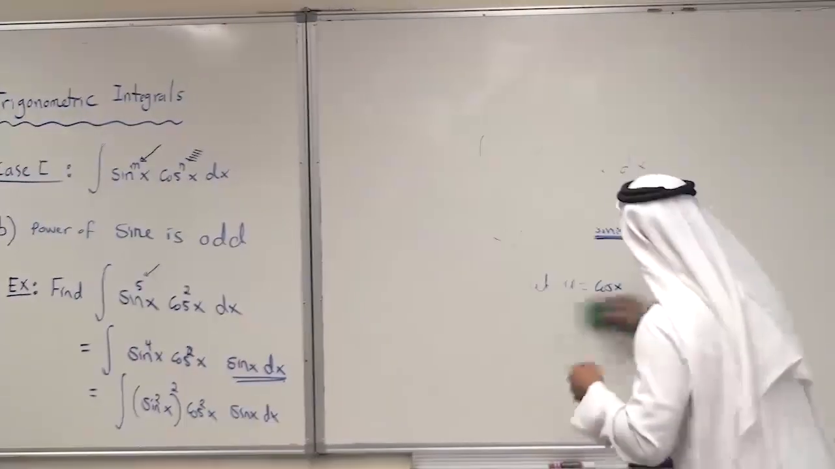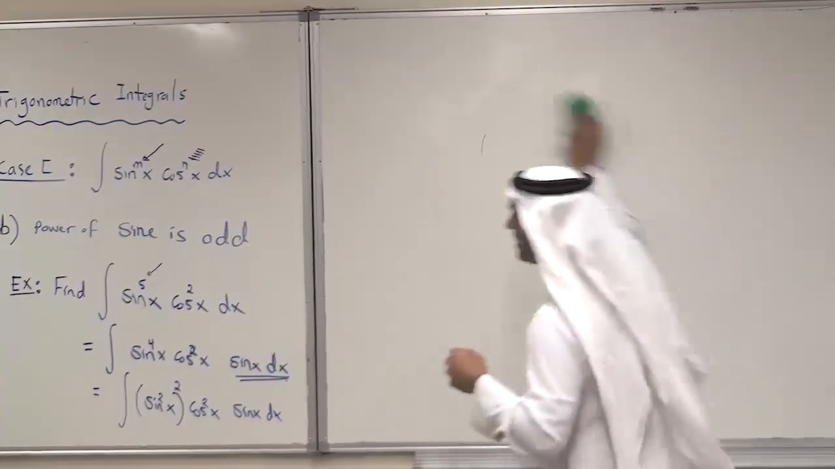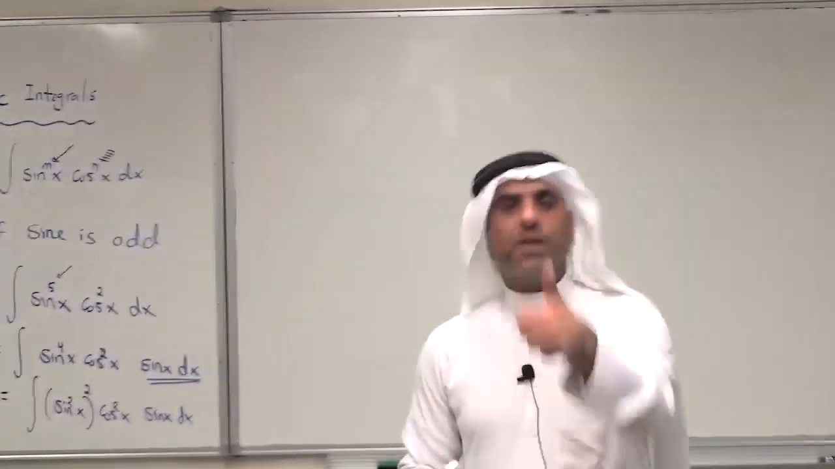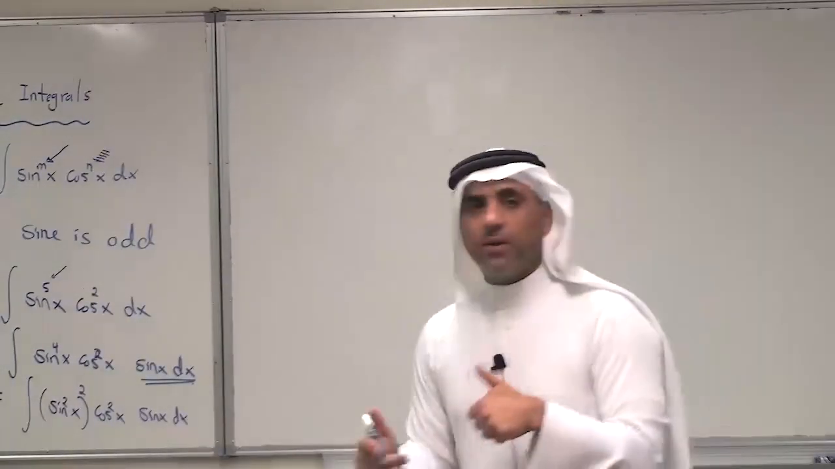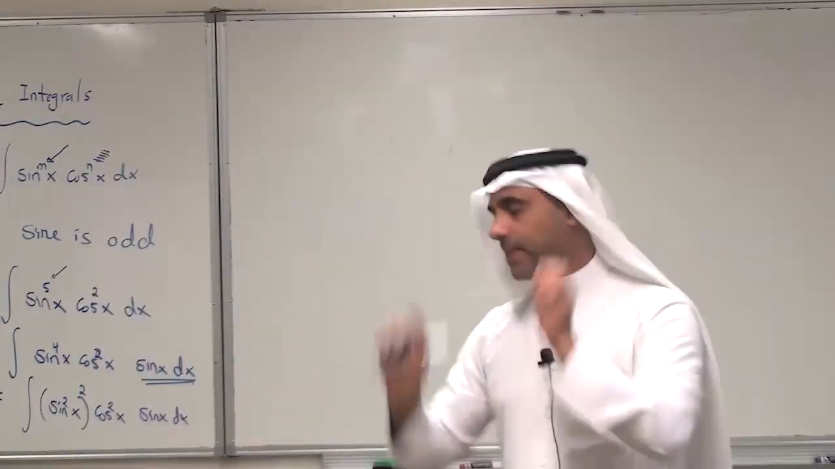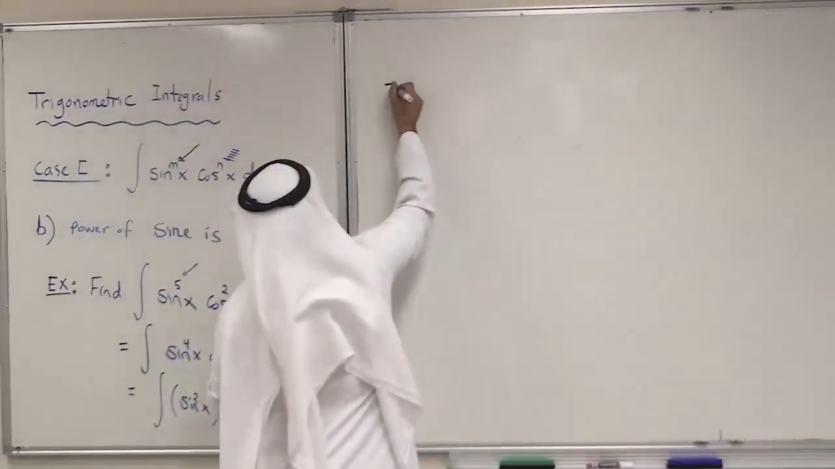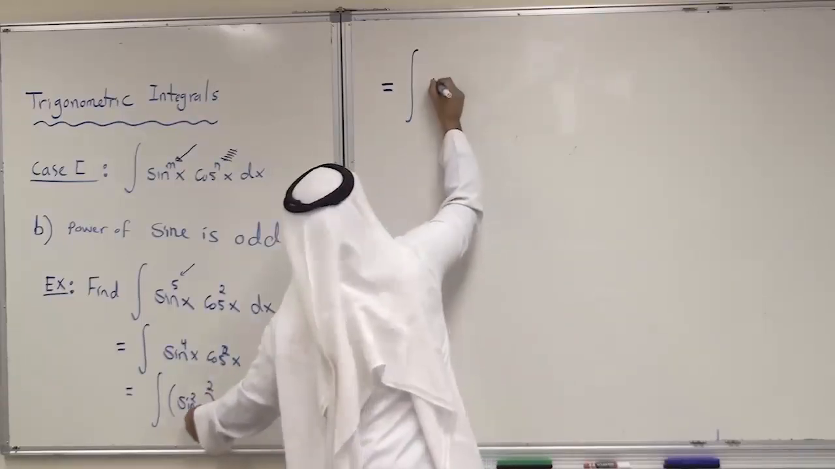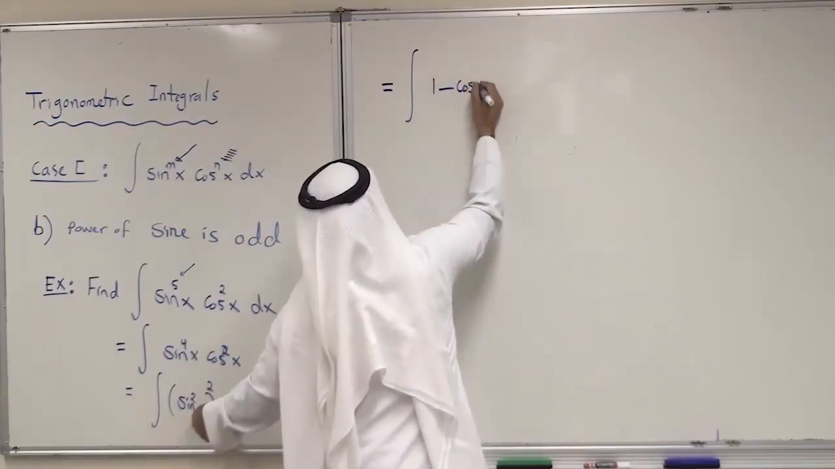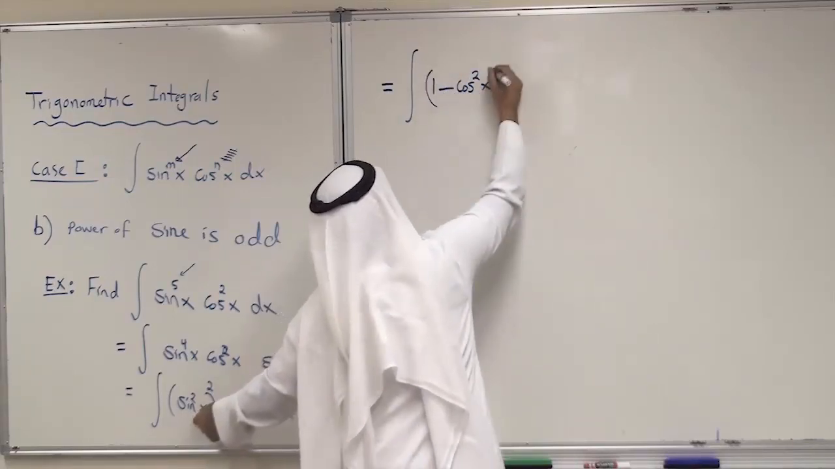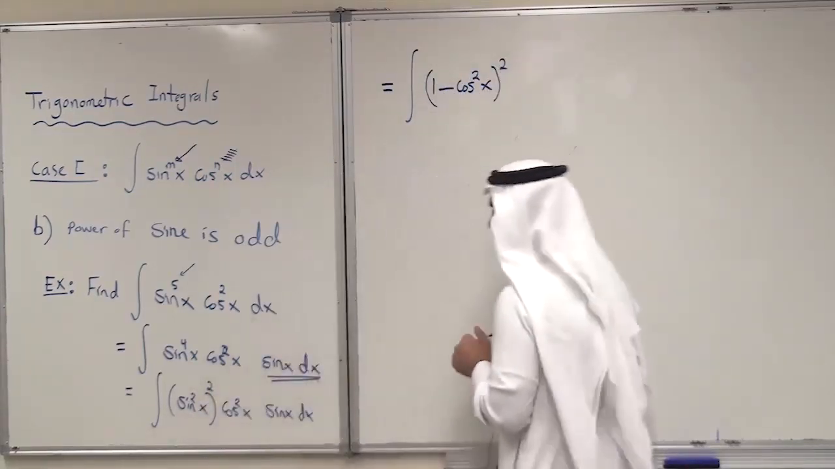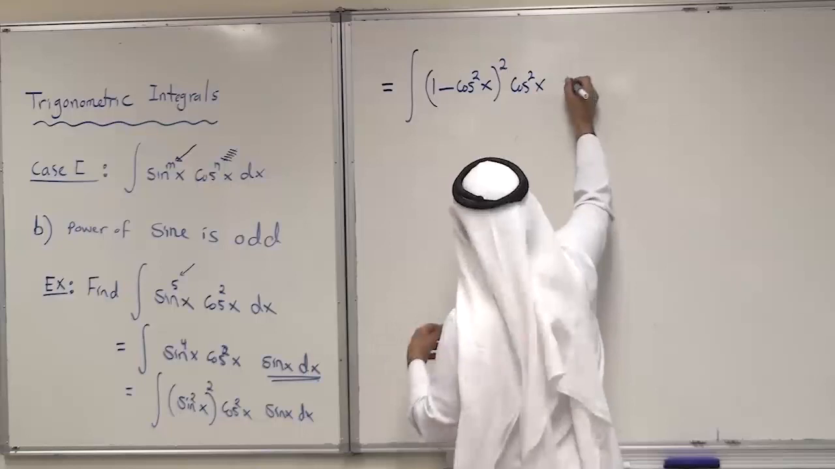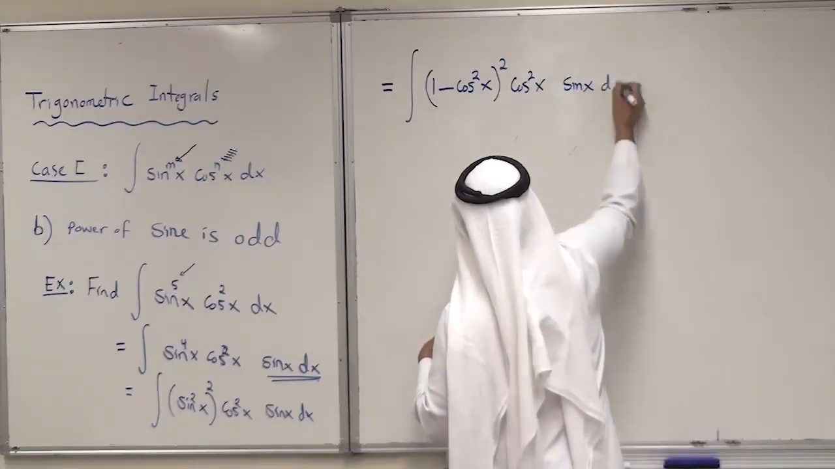Now let us see how to rewrite sine squared. Sine squared equals what? We have sine squared plus cosine squared equals 1, so sine squared equals 1 minus cosine squared. Fine. So the integral is equal to the integral of, what is sine squared? It is nothing but 1 minus cosine squared of x, all squared. That is sine to the power 4, multiplied by cosine squared. We said we will leave this one to the end, that is sine x dx.